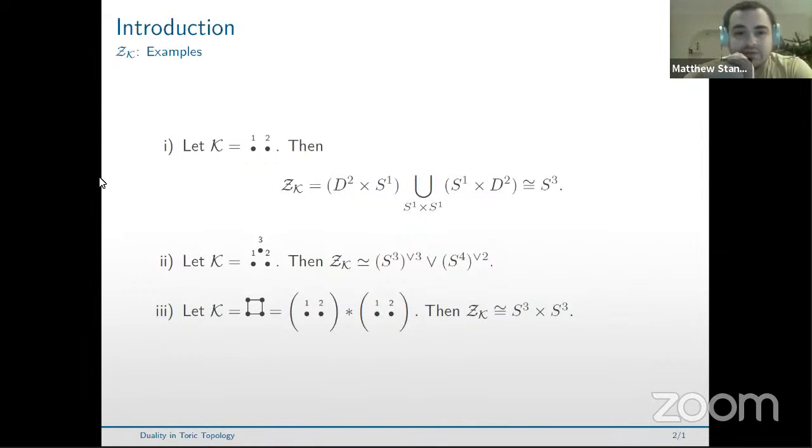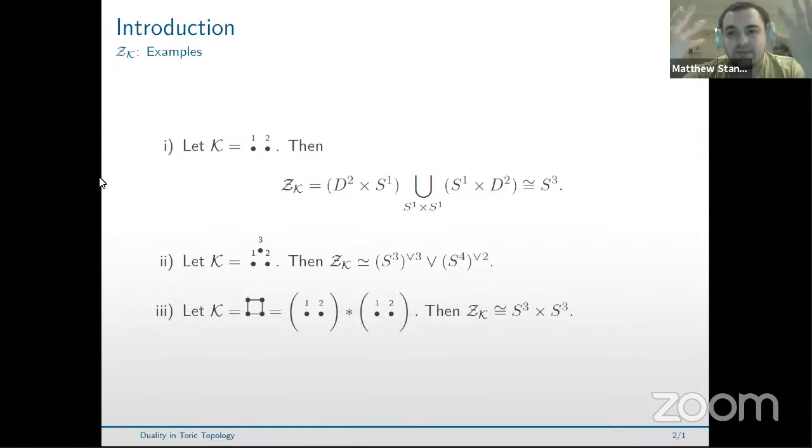Now, not only can we have spheres, but the second example that I want to give is with K being three disjoint points rather than two disjoint points, and then the moment angle complex is this wedge of three spheres together with four spheres. And if we take K to be a square, this is one of the examples that George gave in the previous talk, we get the moment angle complex to be the product of S3 with itself. Now, what's interesting about these particular examples is that we've got a range of things here. We've got manifolds, we've got a wedge of spheres, which is definitely not a manifold. The first two examples here are co-H spaces. The third example is not.